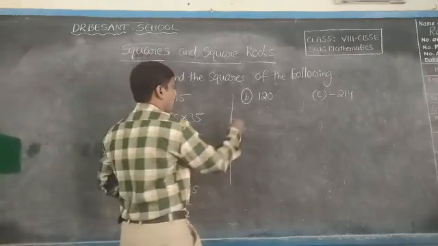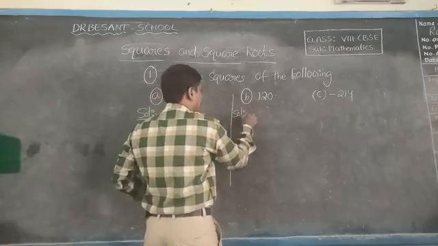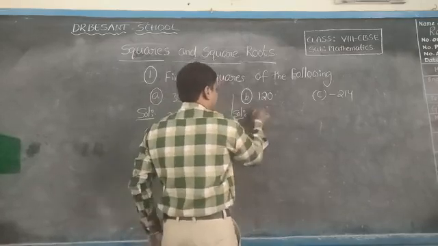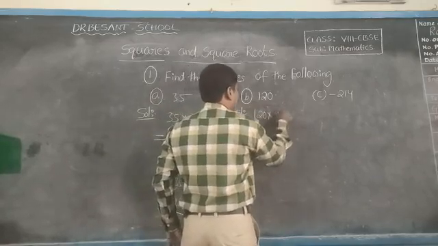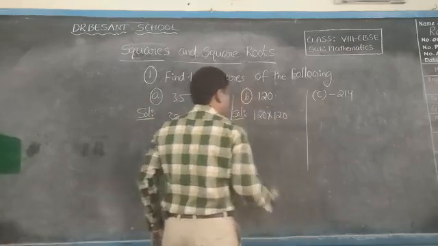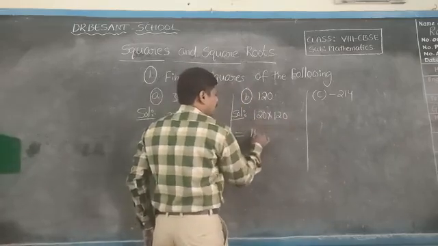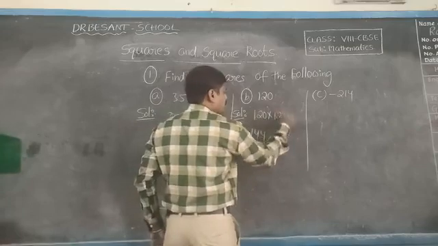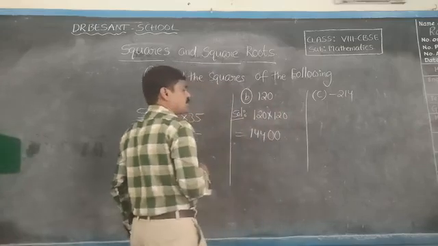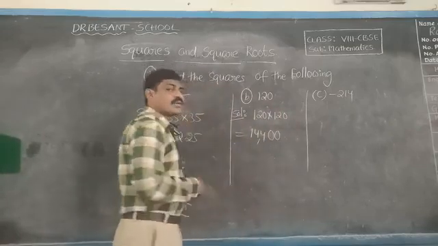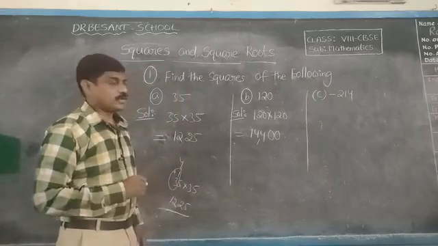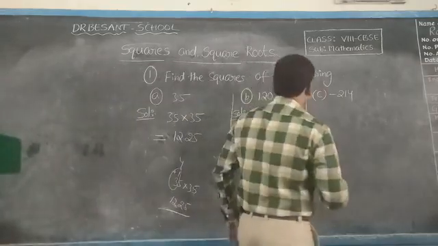Next, this one: 120 into 120. Okay, so 12 twelves are 144, and then 0 0, so write 2 zeros. That means 14,400.